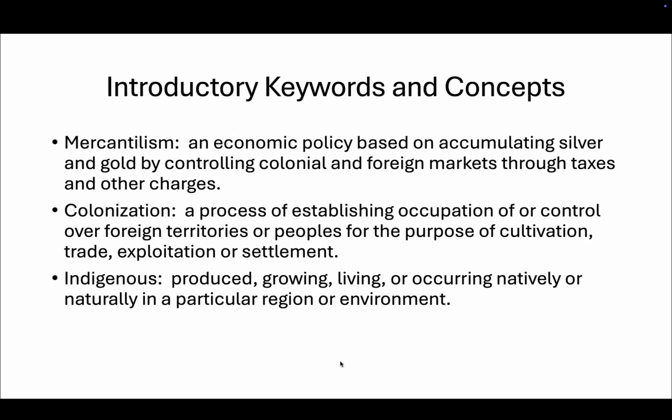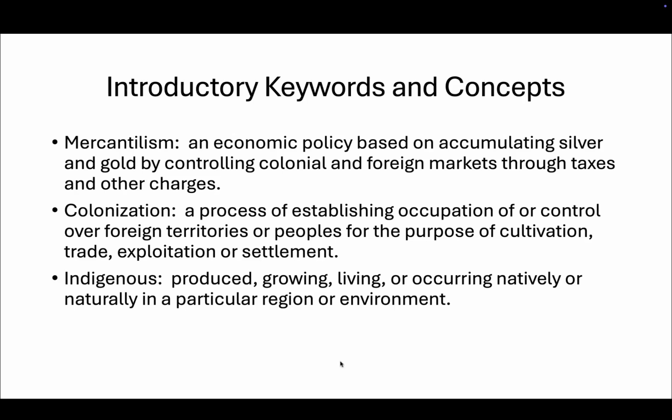So the first one that we have this week, mercantilism. Now, mercantilism is an economic policy based on accumulating silver and gold by controlling colonial and foreign markets through taxes and other charges, often through military control of foreign markets, colonies, things like that.